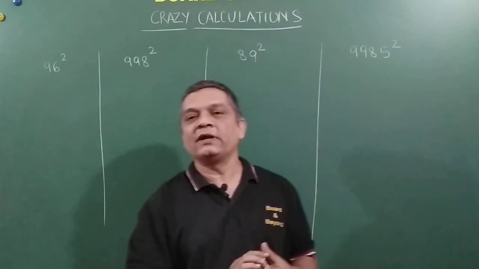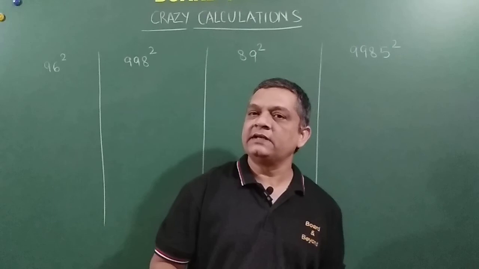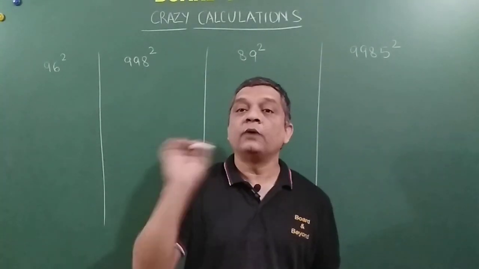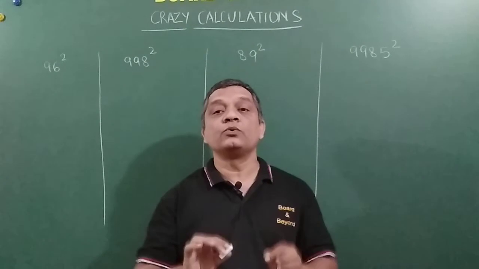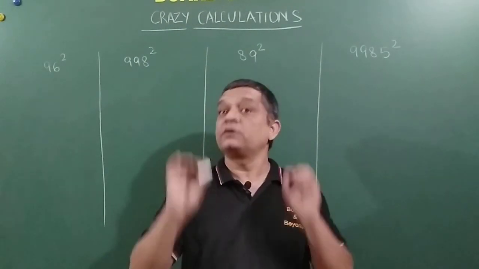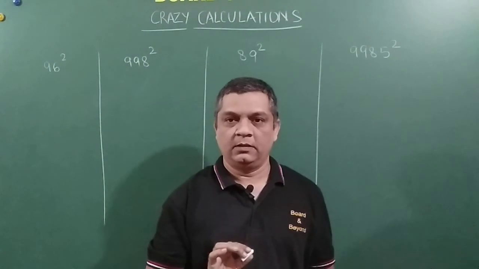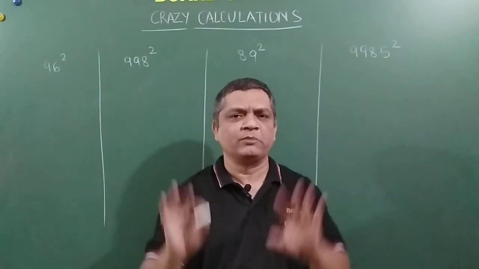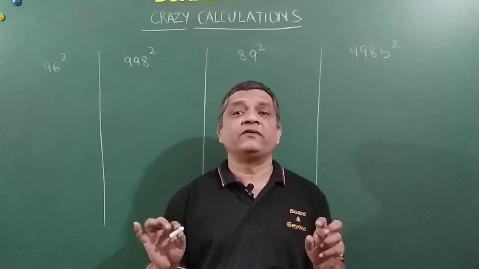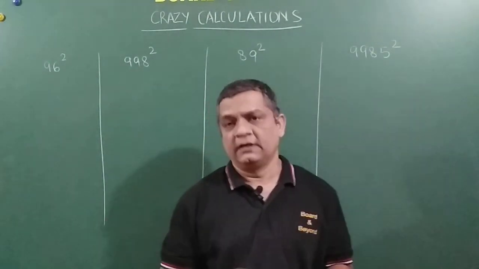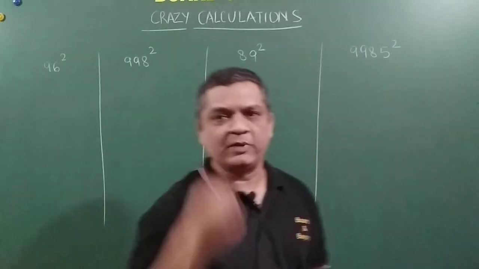What we are going to learn today is that whenever a number is nearing, let us say, 100, 1000, 10,000, how we can find the square of that number very easily, without much hassle or without even touching pen and paper. If you remember certain values, it will just be clear to you.